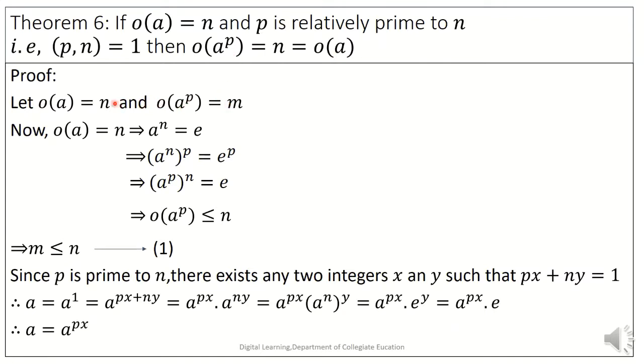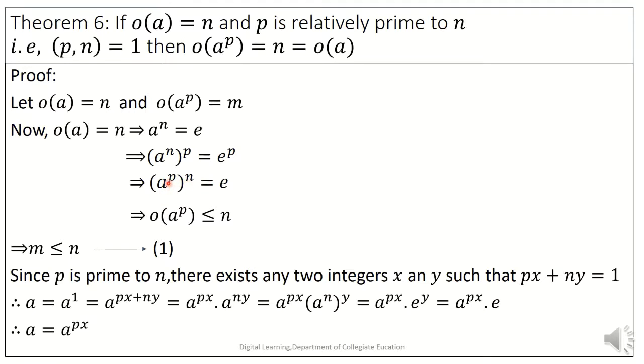In the last step, we have to show that m is equal to n. The order of a is equal to n. By the definition of the order of an element, a to the power of n is equal to e. Raising to the power p on both sides, you will get this one. Here, interchanging n and p, e to the power p means e is multiplied p times, that means e into e into e, p times, means e only, isn't it? It implies (a to the power p) whole to the power of n is equal to e.